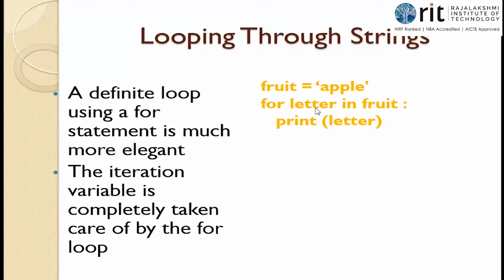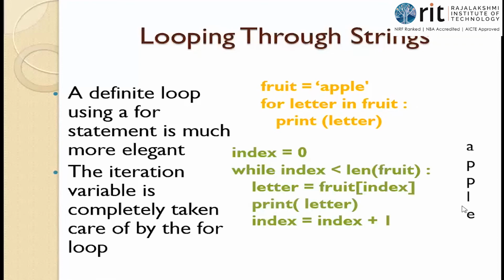So first time what happens? Letter picks the value a, will be printed. Second iteration p, third iteration p, fourth iteration l, fifth iteration e, and it will check for the sixth iteration. There are no more items in the sequence, so I'll have to stop the for loop. So answer for this will be APPLE. So this is one way of writing.